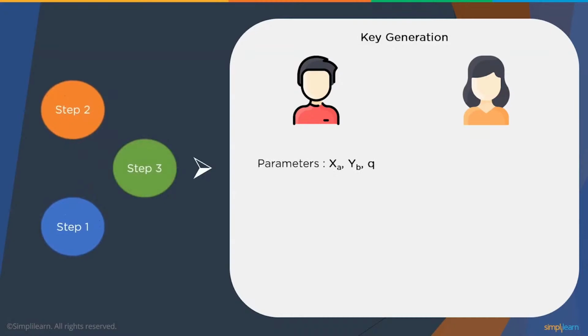Finally, in step 3, we have the key generation steps. We already have the parameters for the first user, which will be his private key, the receiver's public key, and the value of q, which will stay constant. To calculate the secret key, or the secret color as denoted by brown in the color theory, the formula we're going to use is yb to the power xa mod q.